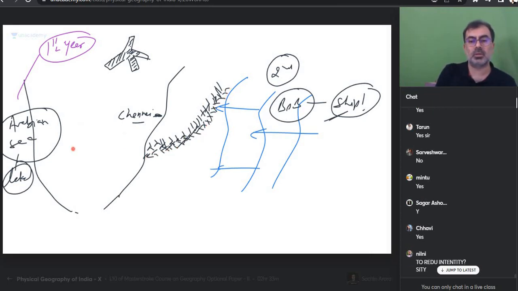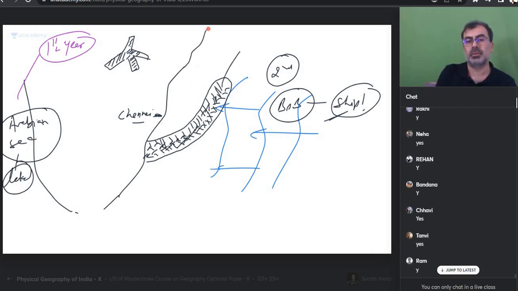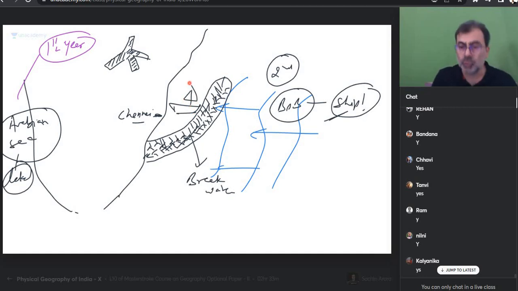Now tell me, will this stop the waves or not? Will this stop the waves? Yes. ये हमने बनाया. किसने बनाया? ह्यूमन बीइंग्स ने बनाया. What is this called? This is called the breakwater. Now the ship is there. Safe or not?